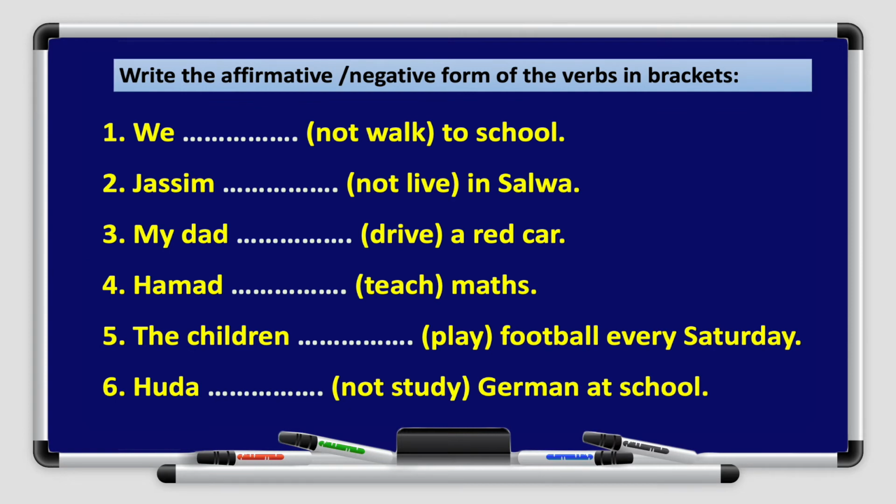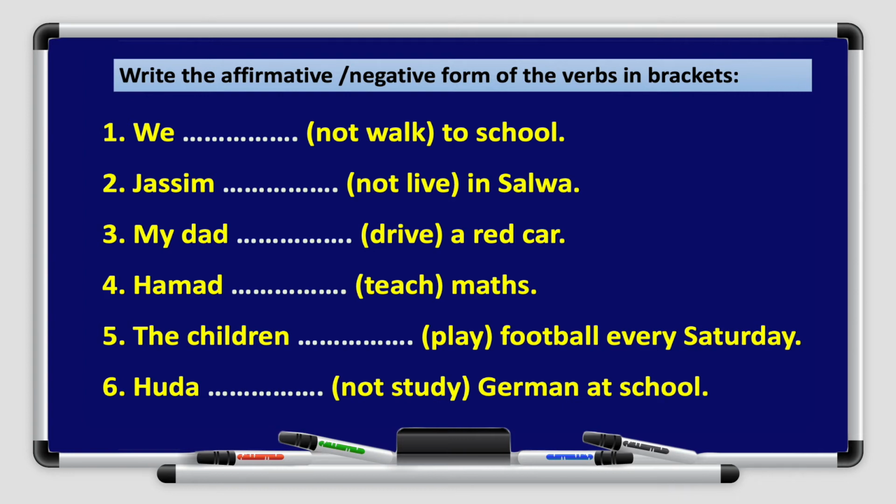Another exercise for you. Write the affirmative or negative form of the verbs between brackets. Number 1, we not walk to school. Number 2, Jassim not live in Salwa. My dad drive a red car. Hamad teach maths. Number 5, the children play football every Saturday. And the last one, Huda not study German at school. If you find not before the verb between brackets, it means you will put the negative form of the verb. Let's do this exercise together.